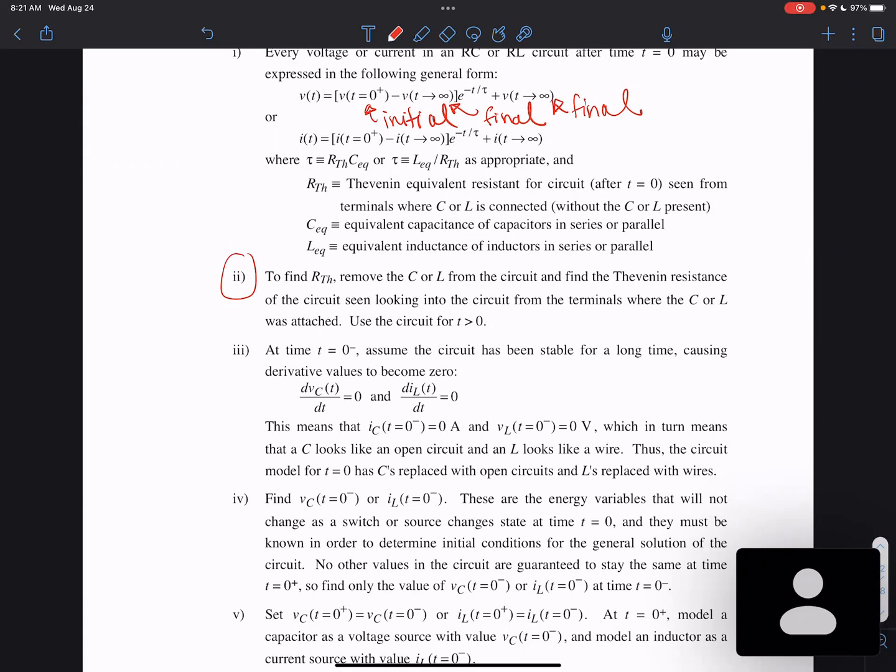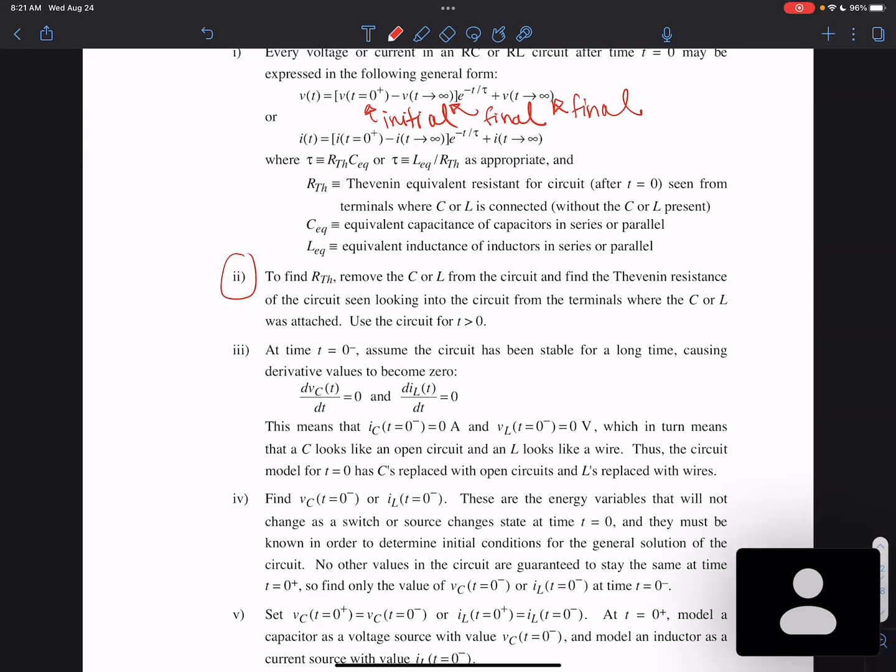You're going to remove this capacitor or inductor from the circuit and then find that Thevenin resistance. You remember when you did Thevenin, you found it between A and B. So you had those A and B locations. The A and B location is going to be wherever the sides of your capacitor or inductor are. So you remove the inductor or capacitor and put A and B locations there. And then you find the Thevenin equivalent from that location as A and B.